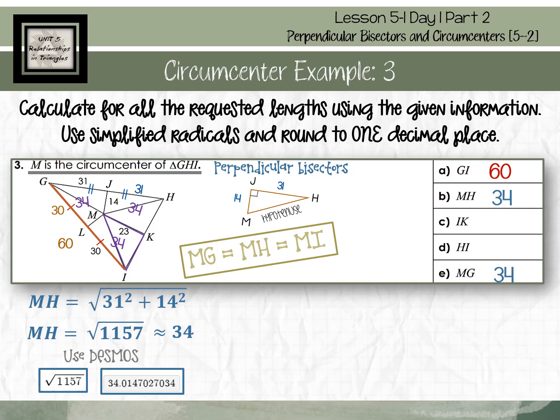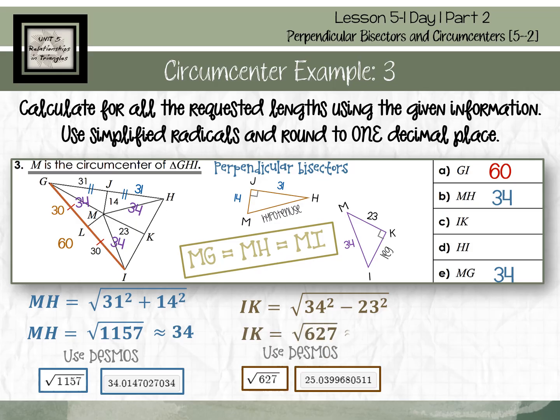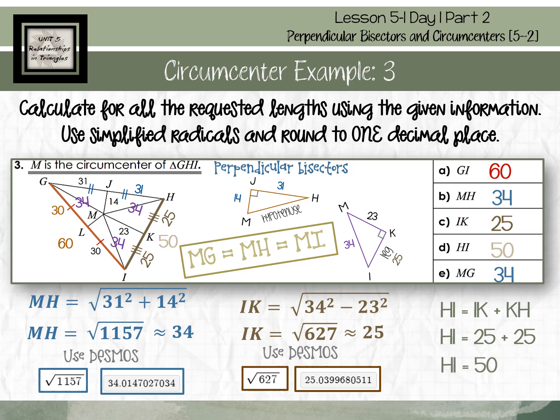IK is next. We have another triangle we're going to have to pull out. Is that triangle right there? Let's pull it out. Mark all of our information. We are looking for a leg. Segment IK is a leg, and then we're going to need HI, which is just going to be double that if you look at the picture. So a leg. We're going to have to do the square root, but the difference this time. So it's the square root of 34 squared minus 23 squared. Put it in Desmos. We get about 25. And if they're both 25, then the other length of segment HI is going to be 50.